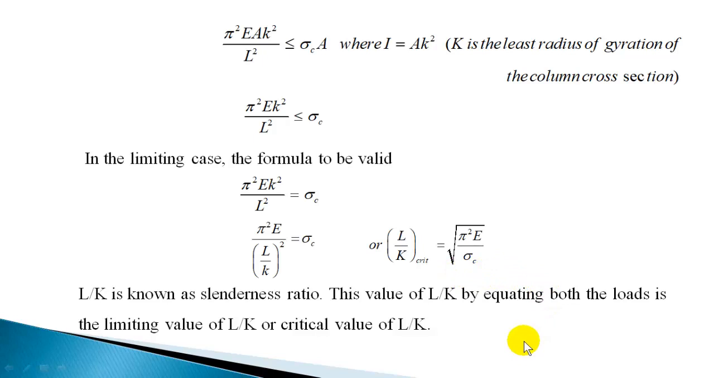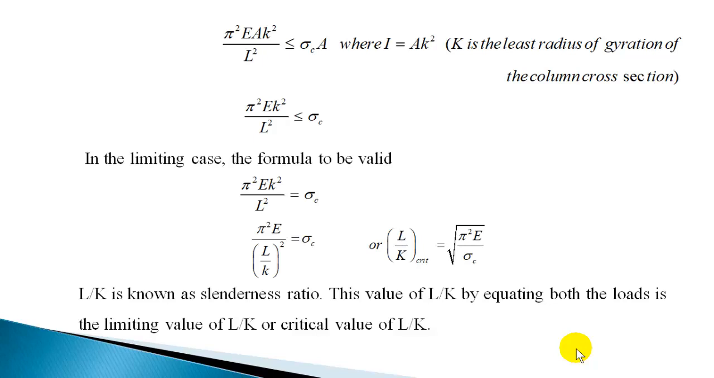Now you can decide whether a column is a long column or short column based on its physical dimensions. So you calculate the effective length divided by the least radius of gyration for the given column. Let's say you get the L by K of the given column as 200, and the critical value of L by K based on the material property is 150. Now the slenderness ratio of the column is 200, whereas the critical value is 150, so the column is a long column, and you can apply Euler's formula.